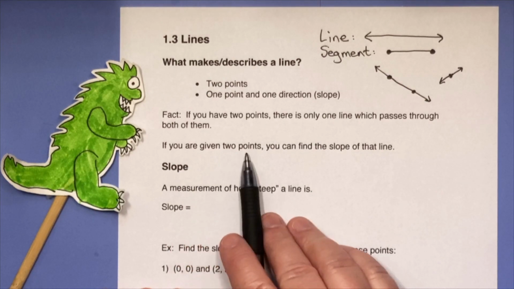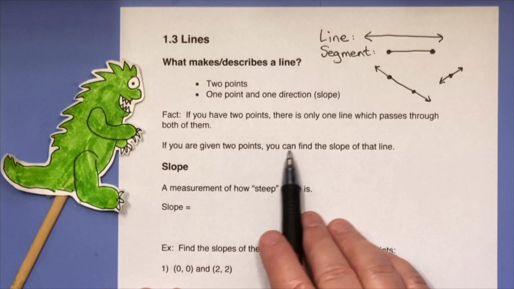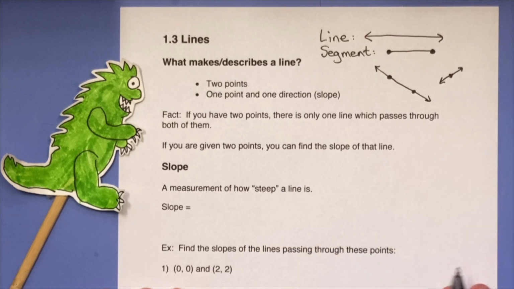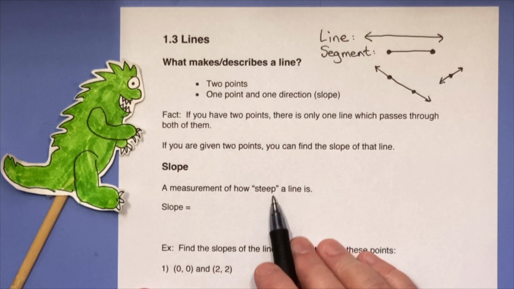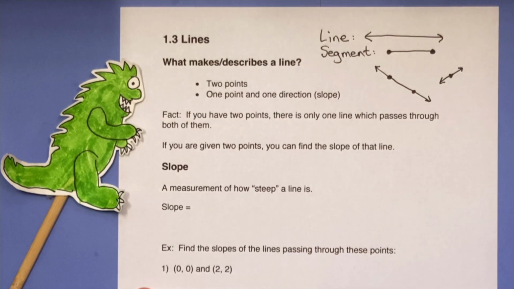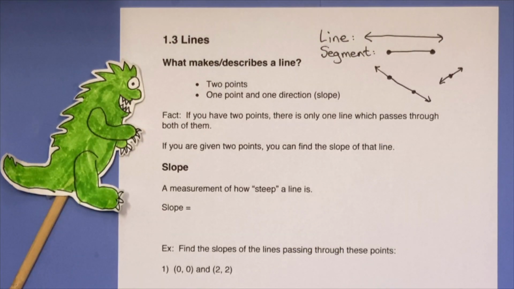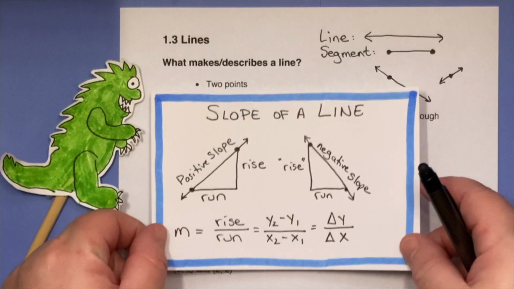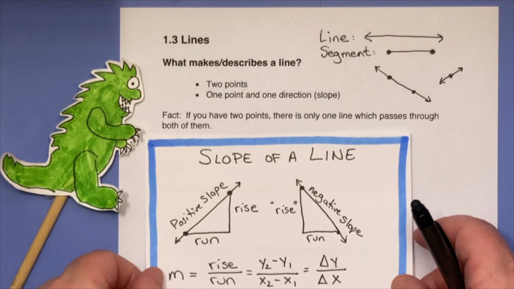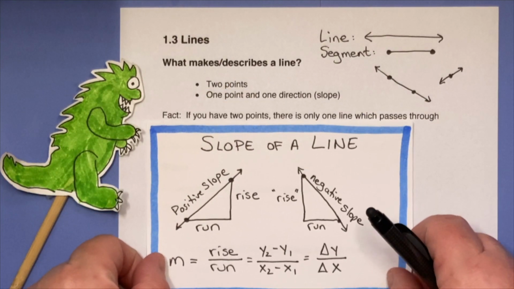And if you are given those 2 points, you will also be able to find the slope of that line. So let's talk about what slope is. Basically, the slope is a measurement of how steep a line is. And I've created a handy dandy little card to help us with what a slope is. Ooh, slope of a line. Let me get this in there.